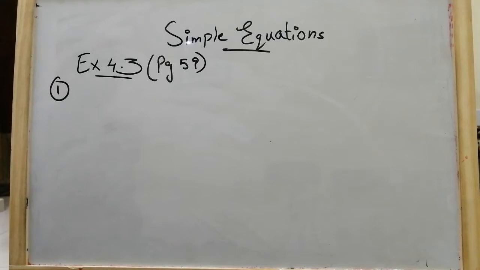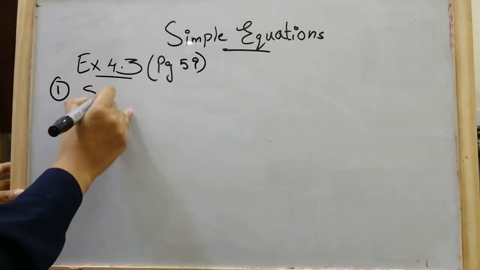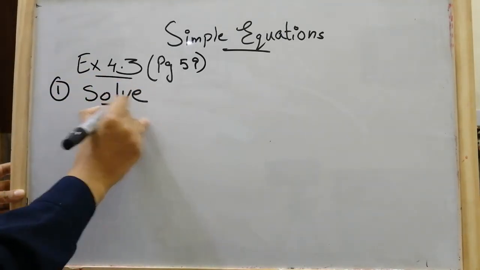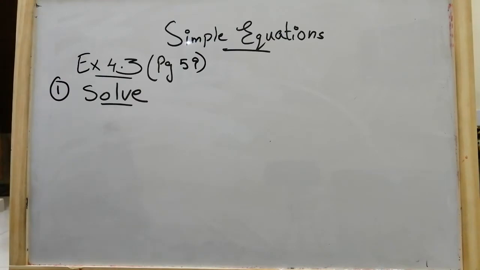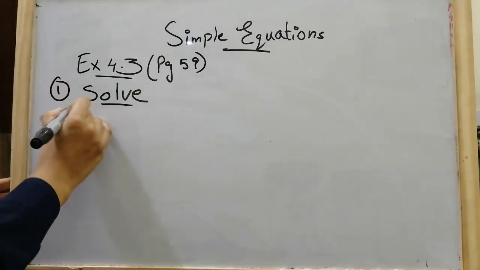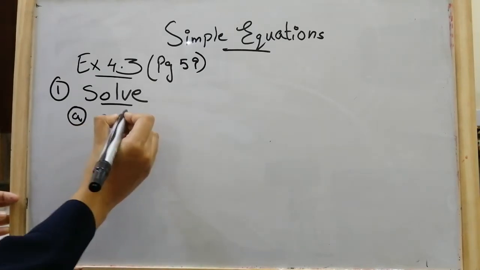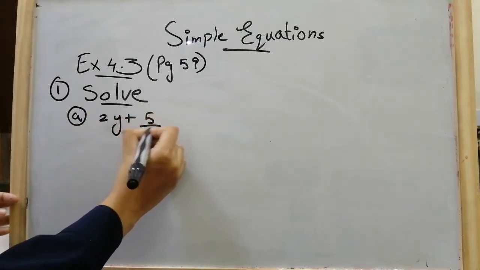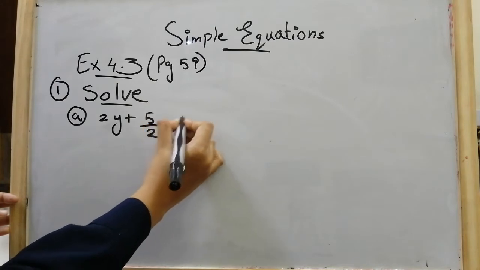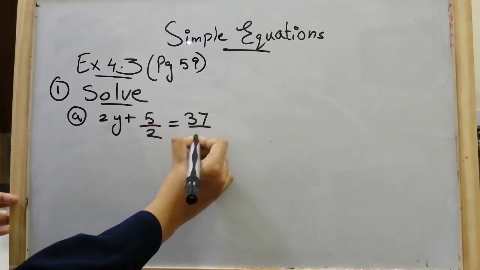I'm not going to write the entire question. Okay. So the first question here is solve the following equations. Here the first sub question is 2y plus 5 by 2 is equal to 37 by 2.